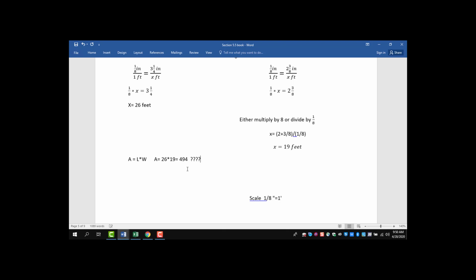494 what? This is what happens. It's not $494. I should have put the units in. Feet, feet. So it's 494 feet squared.